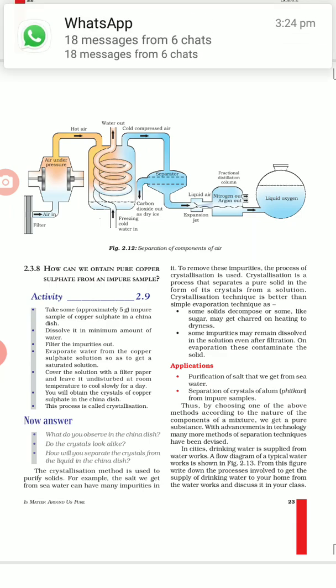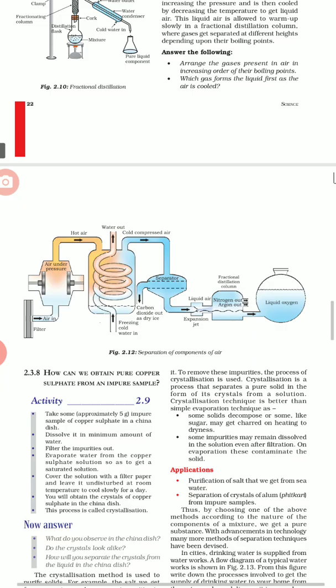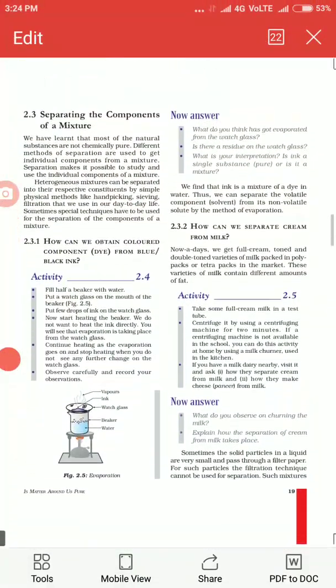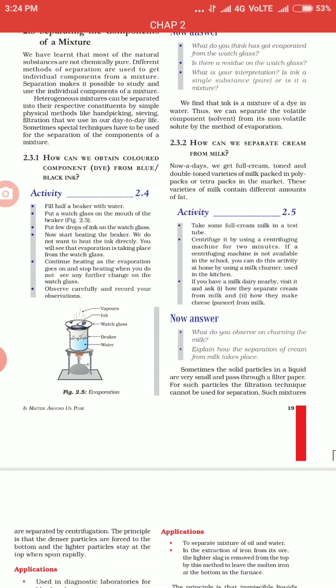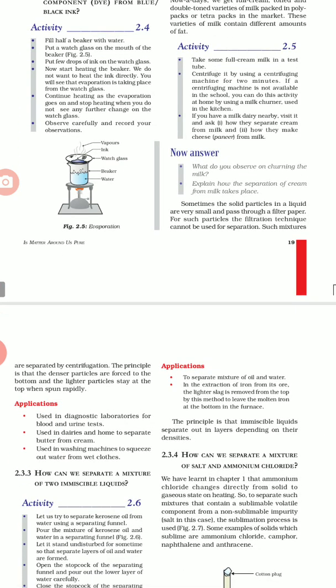With advancement in technology, many more separation techniques have been devised. We have just seen a few of them. What all have we seen? Let us quickly scroll down and check. Yes, we started from here. Evaporation, that is how to obtain a colored component. How to separate cream from milk? By the process of centrifugation.